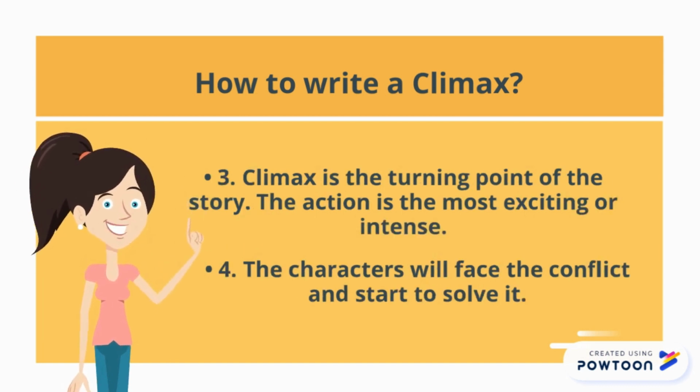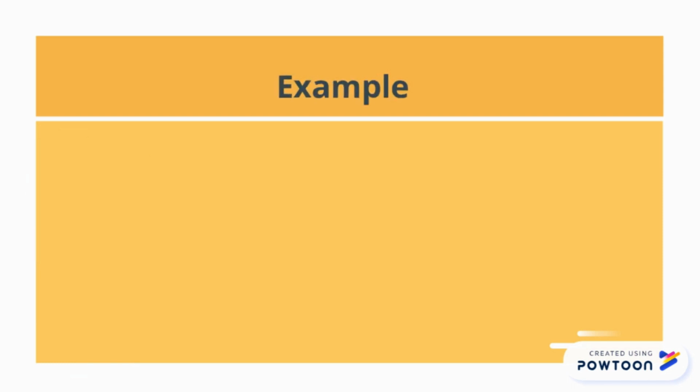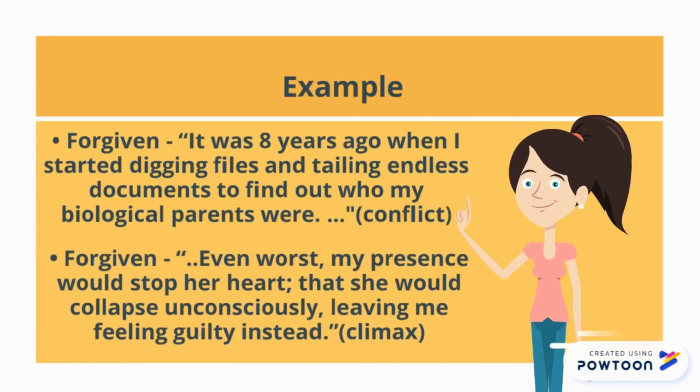Climax is the turning point of the story. The action is the most exciting or intense. The characters will face the conflict and start to solve it. For instance, in Forgiven, it was 8 years ago when I started digging files and sifting endless documents to find out who my biological parents were. This is the conflict. And even worse, my presence would stop her heart so that she would collapse unconscious, leaving me feeling guilty instead. This is the climax.